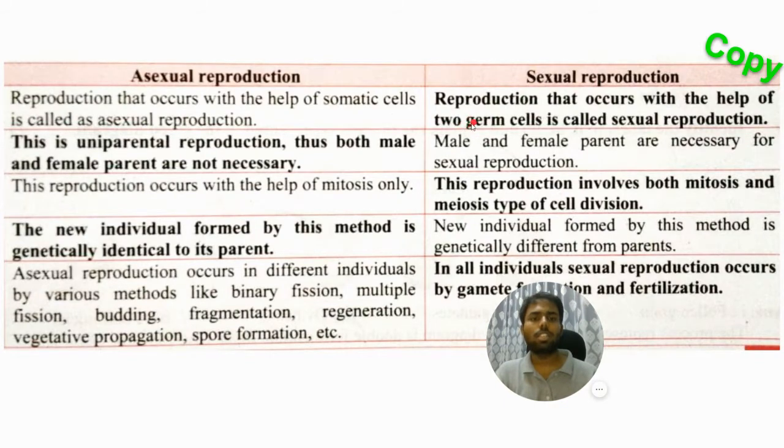नेक्स्ट दिया था सेक्सुअल रिप्रोडक्शन में मेल एंड फीमेल पेरेंट आर नेसेसरी, बट यहाँ पे मेल एंड फीमेल नहीं चाहिए, either one male or one female. ओके, दे हैव रिटन दिस इज अ यूनिपेरेंटल रिप्रोडक्शन. यूनिपेरेंटल, यूनि मतलब वन, पेरेंटल मतलब पेरेंट्स, तो एक ही पेरेंट की जरूरत है रिप्रोडक्शन में. Thus both male and female parents are not necessary. यहाँ पे male and female parents are necessary, यहाँ पे not necessary. That's the difference.